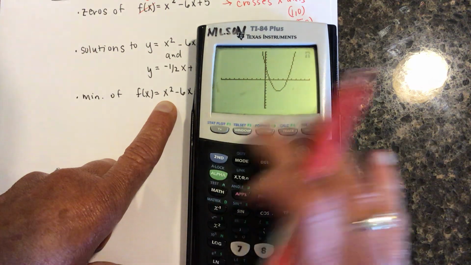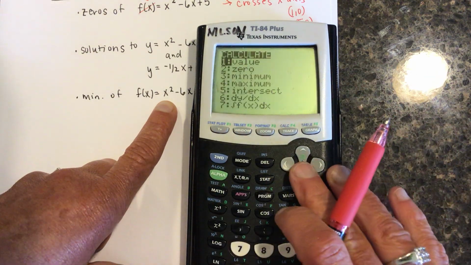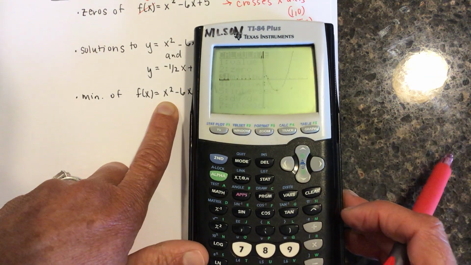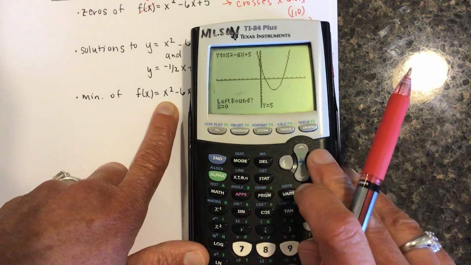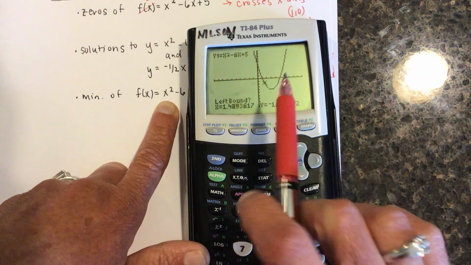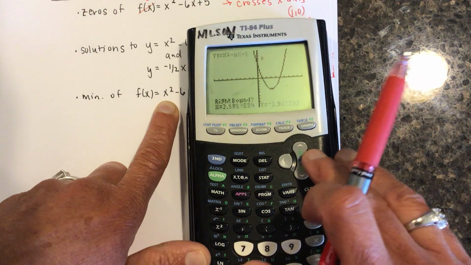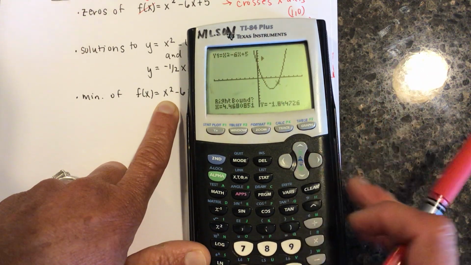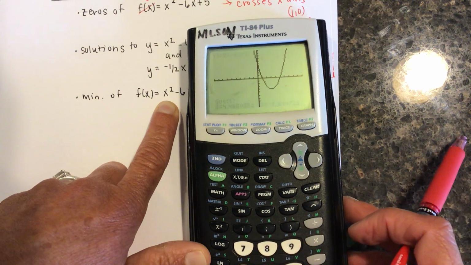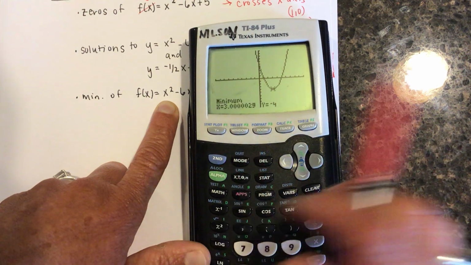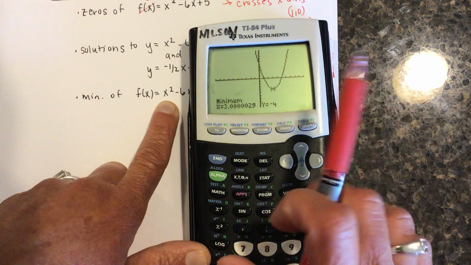In order to get that, I will again hit second calculate. And I'm going to go to minimum. And it says left bound. So again, I'm going to just make sure I'm to the left of that point there and hit enter. And then I'm going to make sure I'm to the right of that point and hit enter. I'm not going to guess, hit enter again. And there's my minimum, 3, -4.